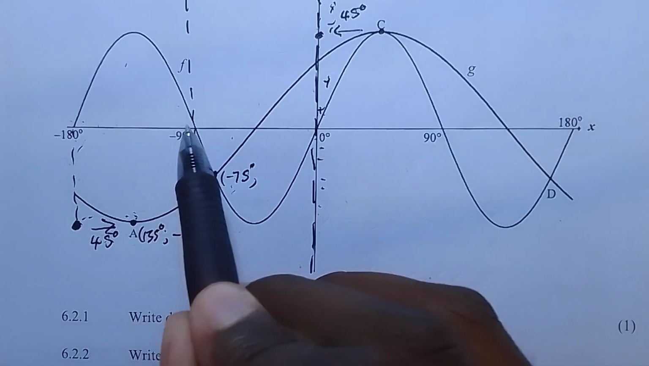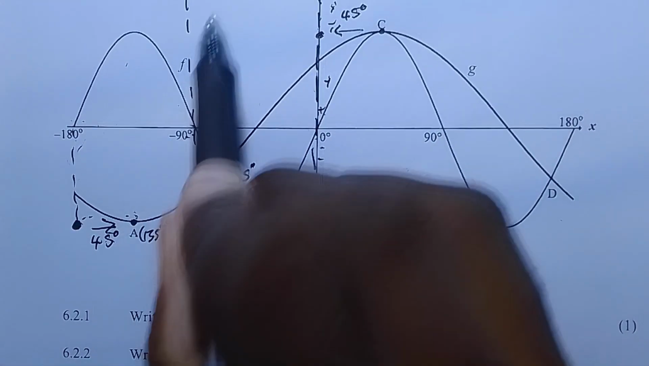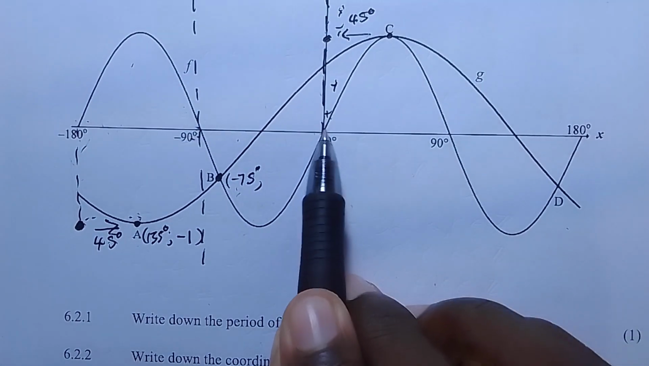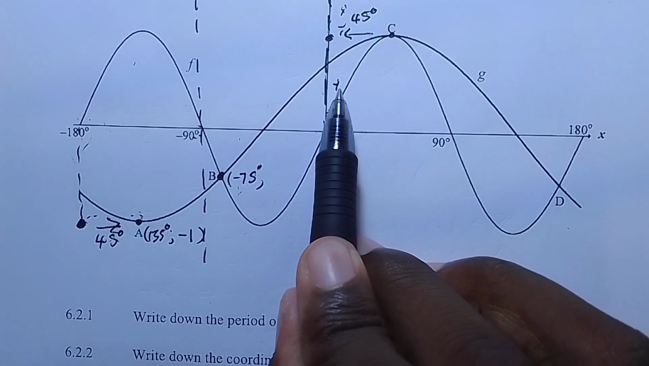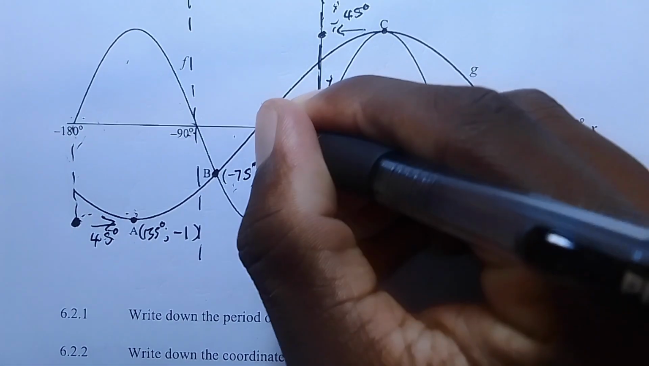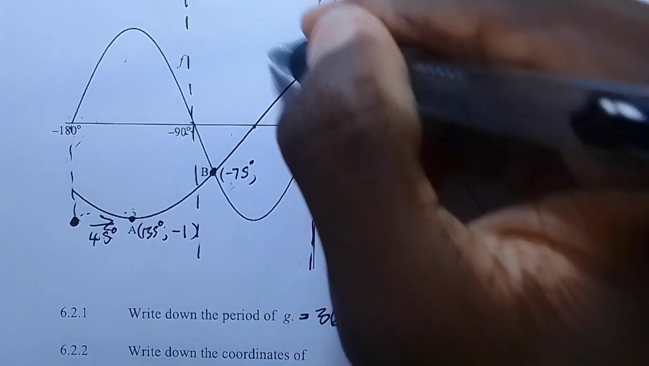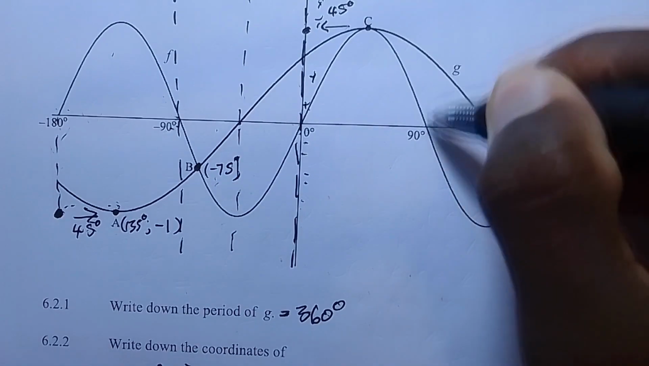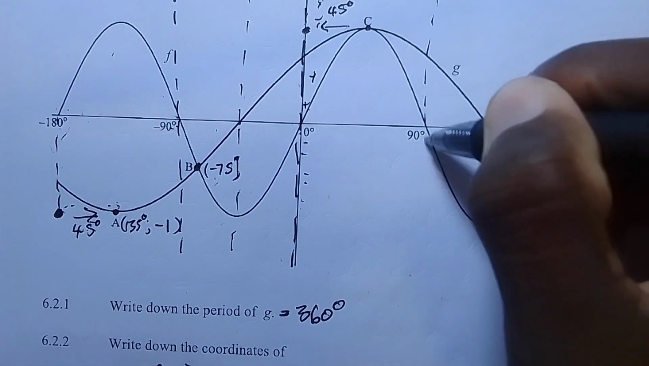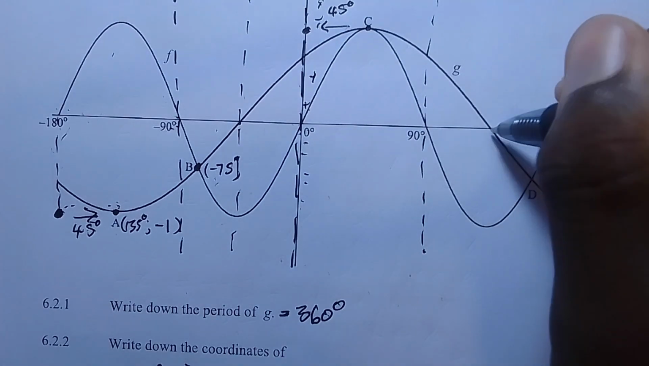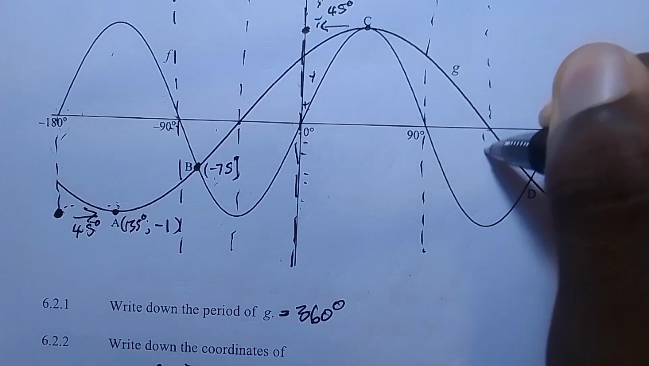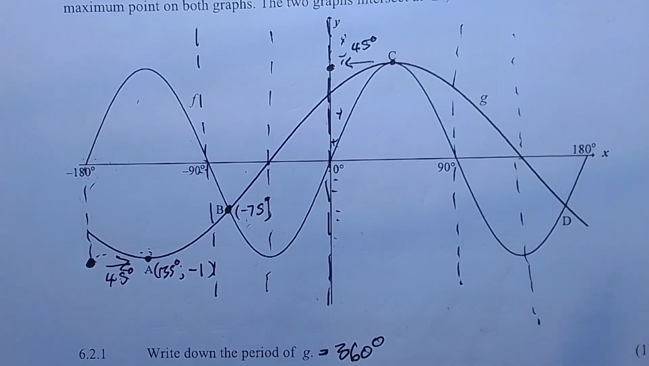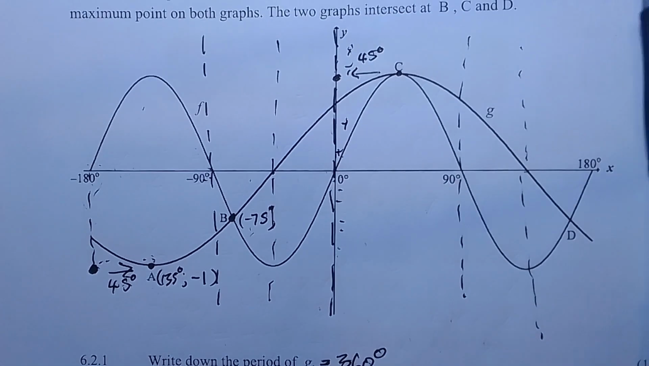This is where G cuts the x-axis, therefore I put a line there. I put a dotted line here too, where F cuts the x-axis once again. Here G cuts the x-axis, and therefore we should put a line there too. Here F cuts the x-axis once again, and here G cuts the x-axis. You put lines everywhere where the functions cut the x-axis. Now let us use our analysis.